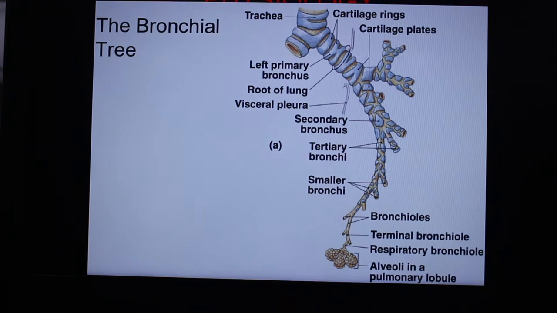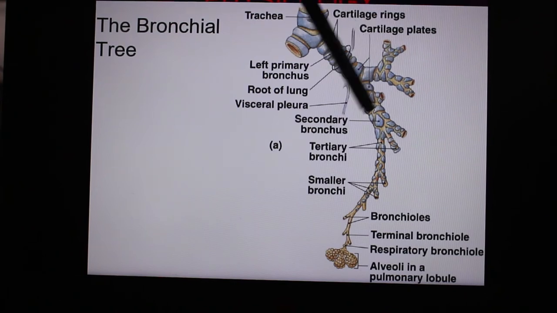In this figure, you can see the trachea coming down and dividing into two main bronchi, the right and the left bronchi. The left bronchus is divided into secondary bronchi. The secondary bronchi each go to a lobe of the lungs. For the left there are two, and for the right there are three secondary bronchi.